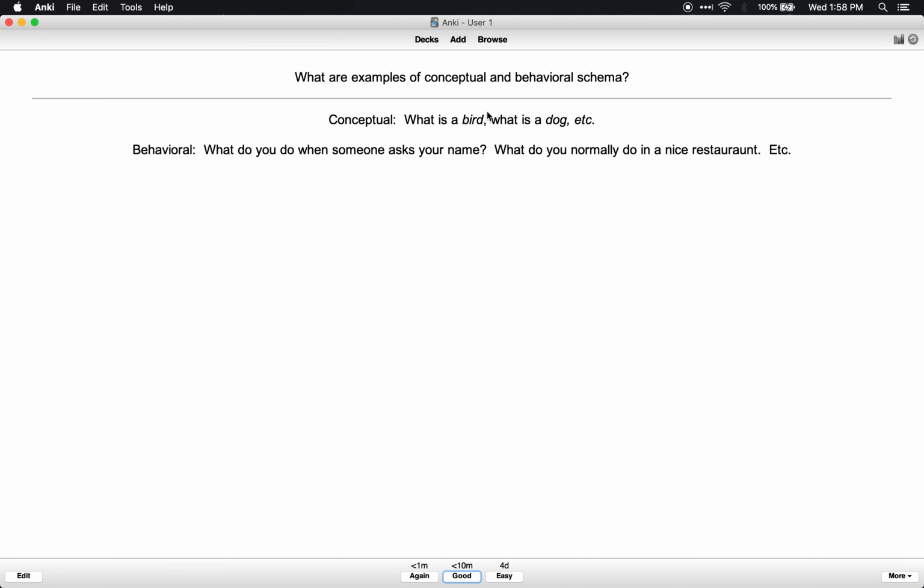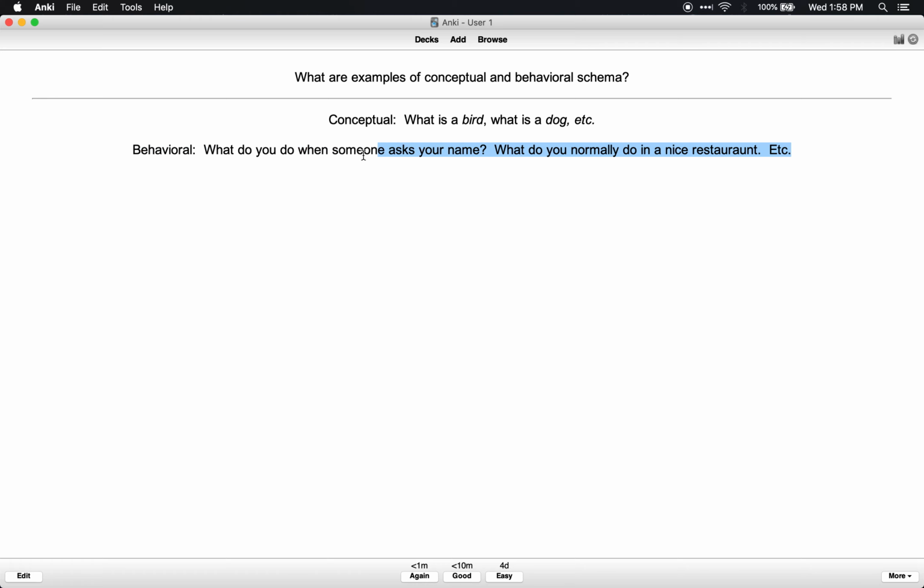What are examples of conceptual and behavioral schemas? Conceptual schema: what is a bird? What is a dog? Behavioral schemas: what do you normally do in a nice restaurant? What do you do when someone asks your name?